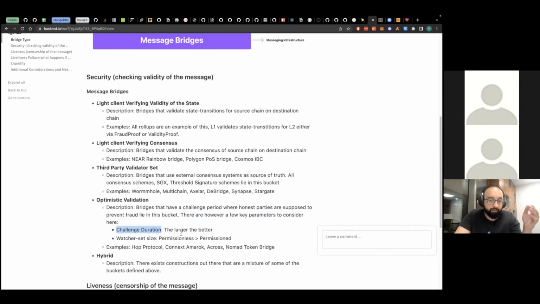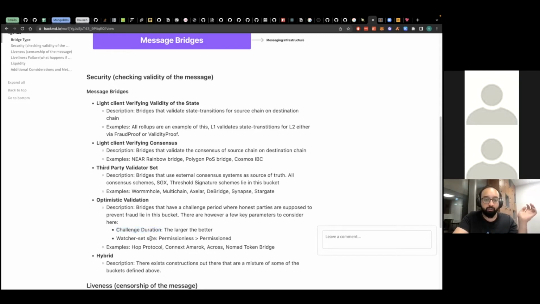If we had these optimistic systems during that time, and if the challenge duration was, let's say, 30 minutes or an hour, people wouldn't be able to send transactions that report fraud, and people would be able to process a fraudulent state root that's coming from somewhere else, right? So generally, when it comes to challenge durations, the larger the better.